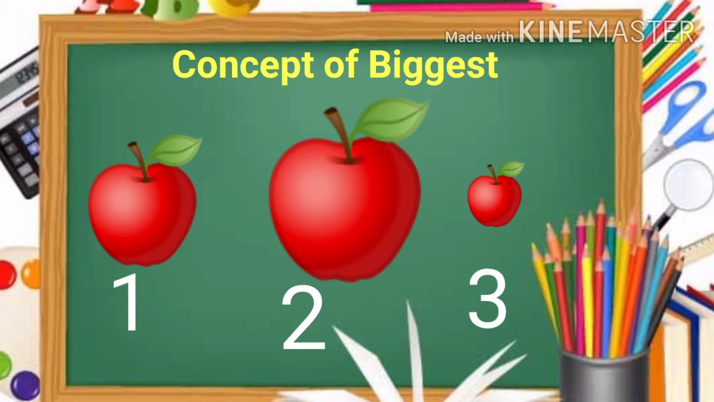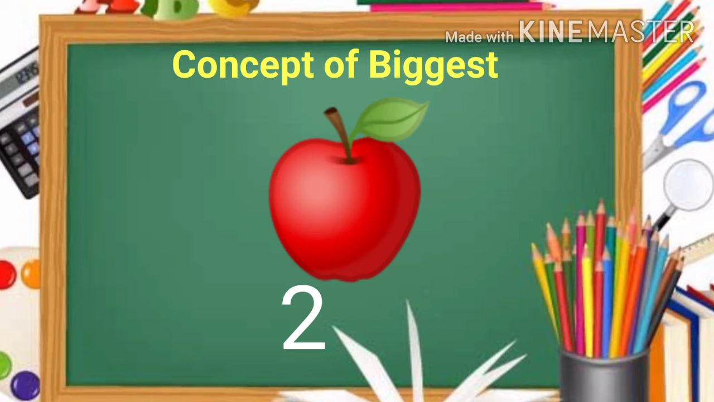Now I have three apples. Apple number one, apple number two, and apple number three. Can you tell me, Shuni, which apple is the biggest one? That's right. The biggest one is number two. Excellent, children.